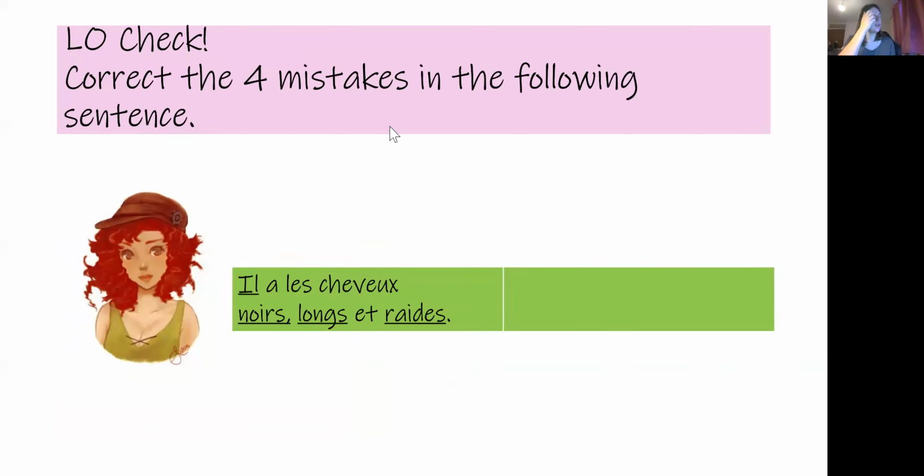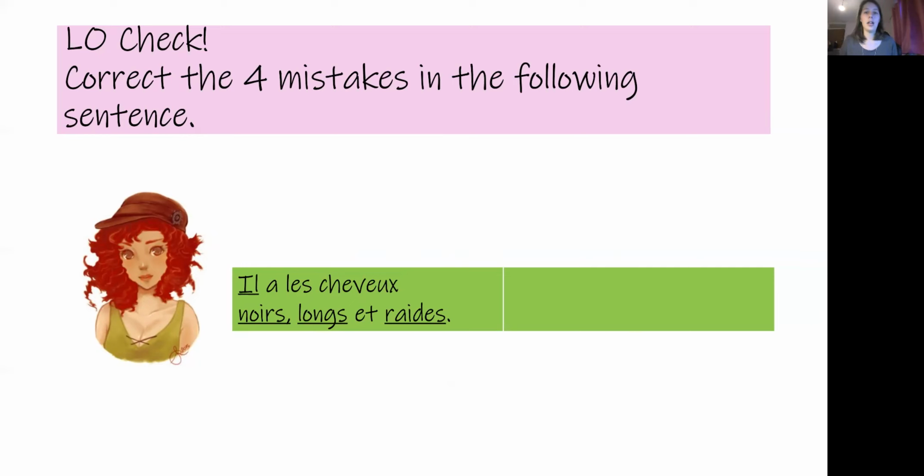Now, this is just an LO check, so this is just to check your learning objective for me to see that you've understood the objective, okay? So there are 4 mistakes that I've highlighted in this sentence for you, or I've underlined, okay? And I would like you to write the sentence out correctly onto your worksheet, please. Do that now, pause the video, and come back. I'm going to assume you've paused.